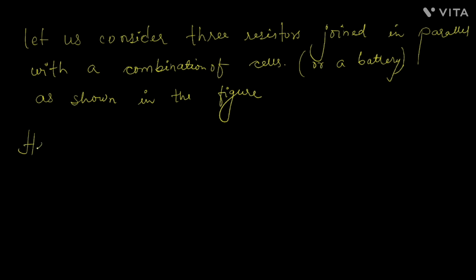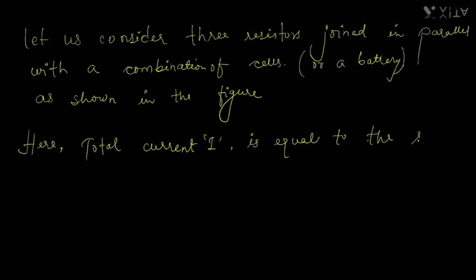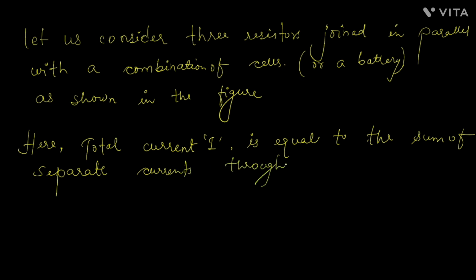Now here, the total current I is what? It will be equal to the sum of the separate currents through each branch of the combination.